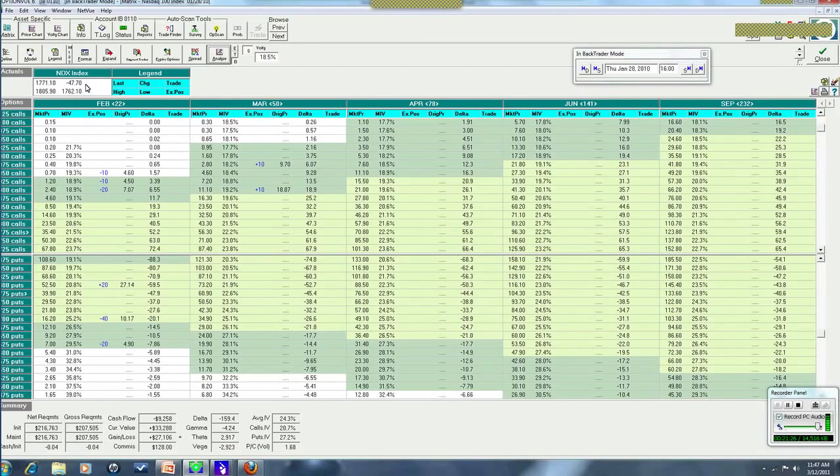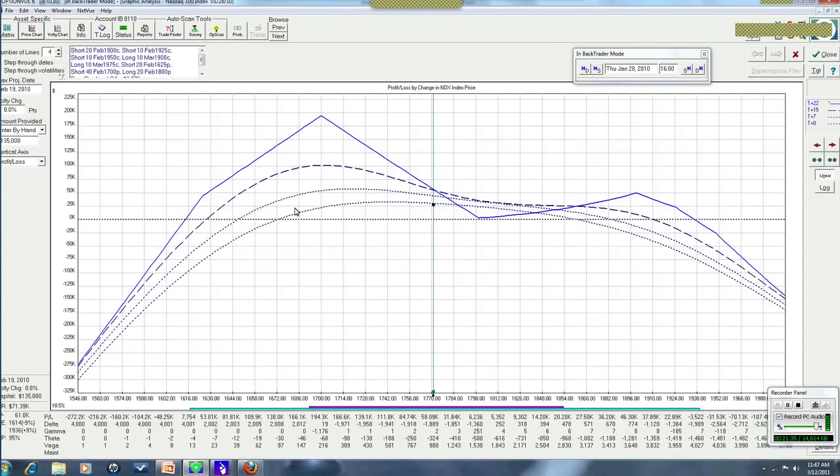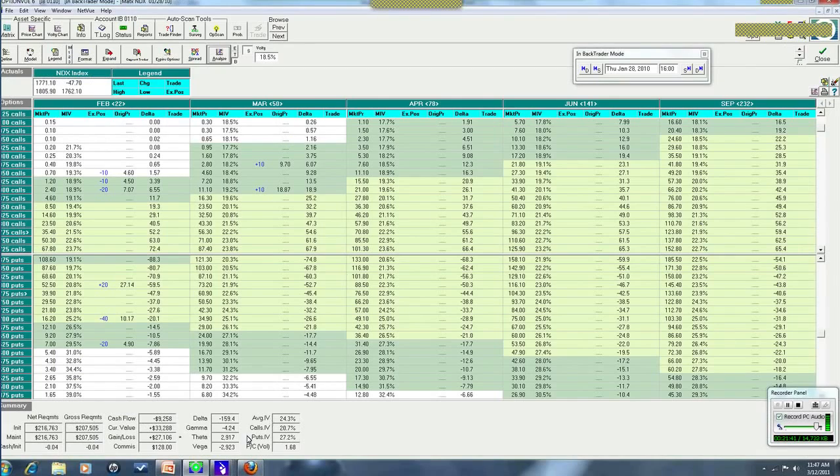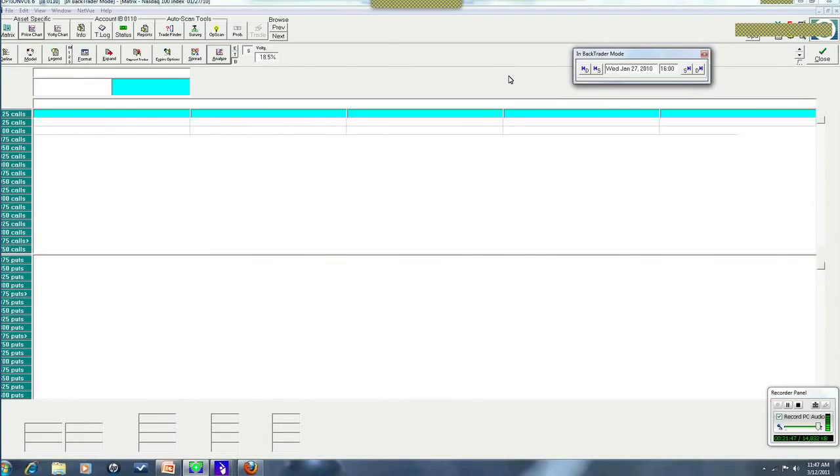Right. Now, we had a big drop. This is a prime example of why I wanted to be short delta against short vega, because we're down 47 points, and we made quite a bit of money that day. And you can see that I didn't do anything to the position, really, and it looks like this.